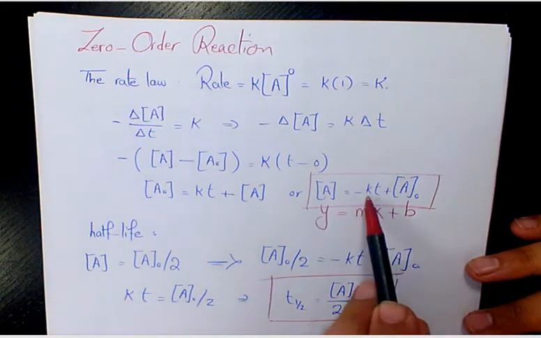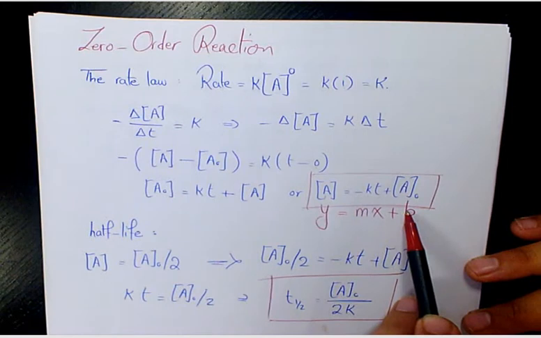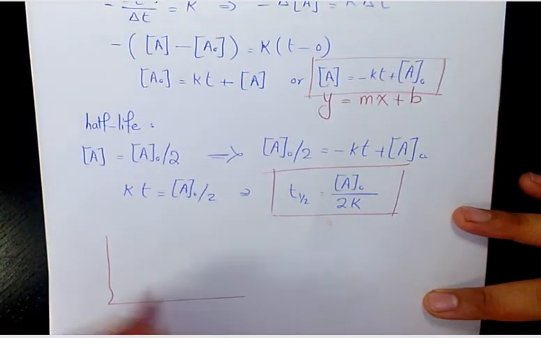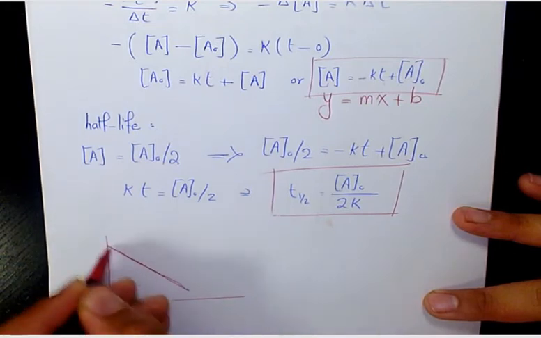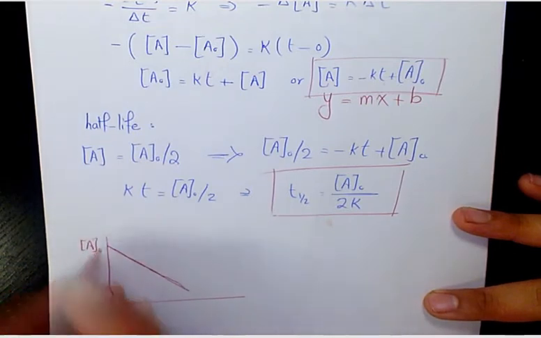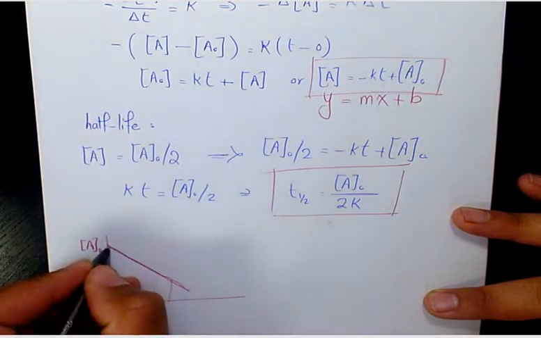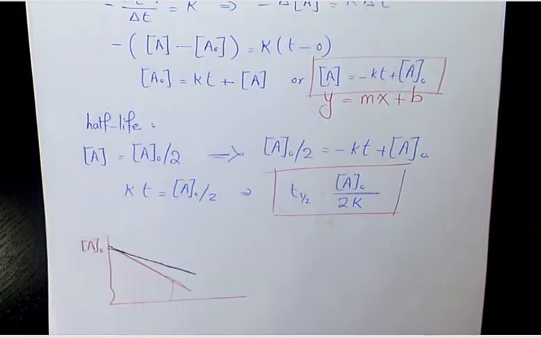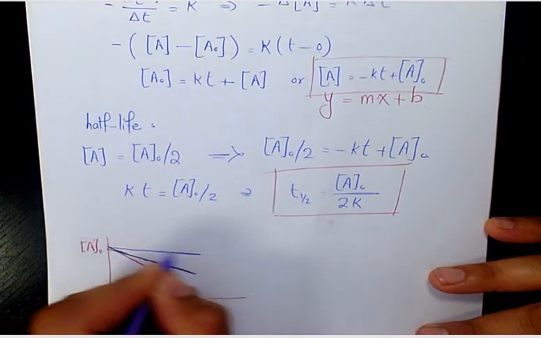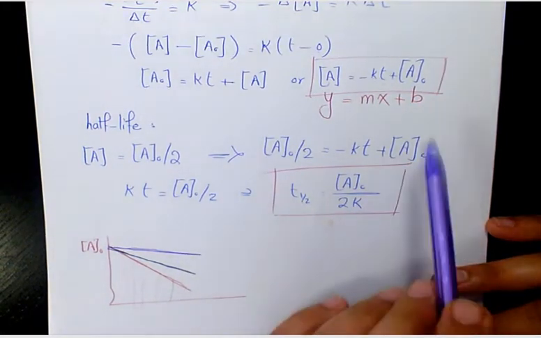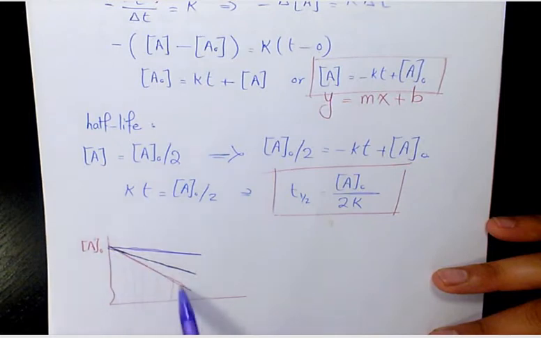So the slope is going to be negative k and the y-intercept is going to be the initial concentration. And it's going to be something like that. It's going down like that, and this one is the initial concentration. So at any time you can figure out the value of the concentration. Depending on what k value you get, you can get a graph like this or like this. So for different k values, you're going to get different slopes. For larger values of k, you're going to have a steeper one.